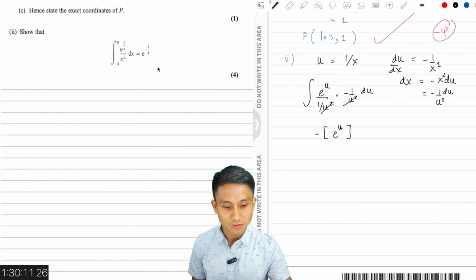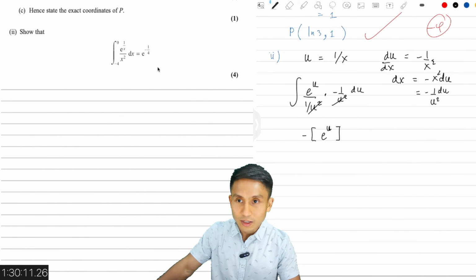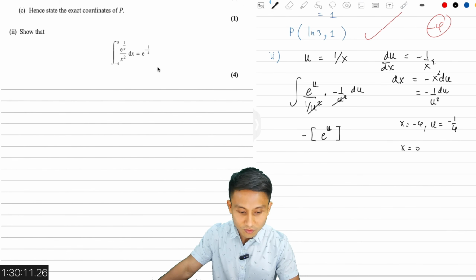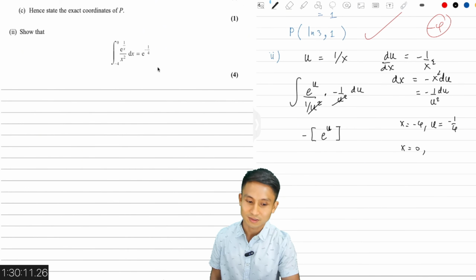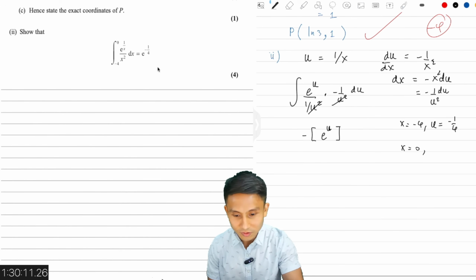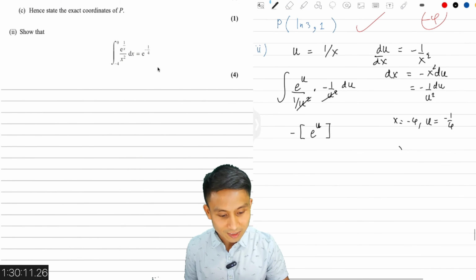Now, the bounds. Look, if x is -4, u is -1 over 4. That's simple. But if x is 0, you can't really find u there. So what do we do here? If x is 0, let's put this as x equals t.